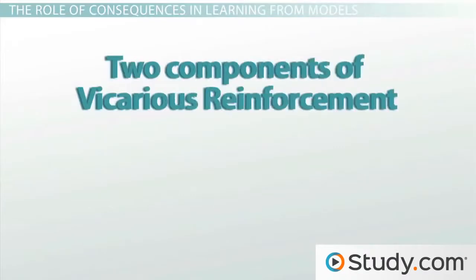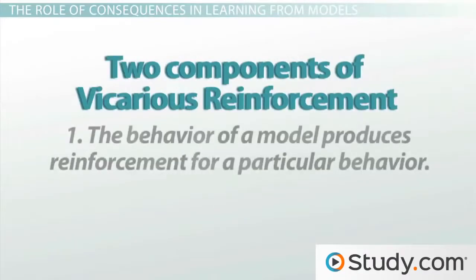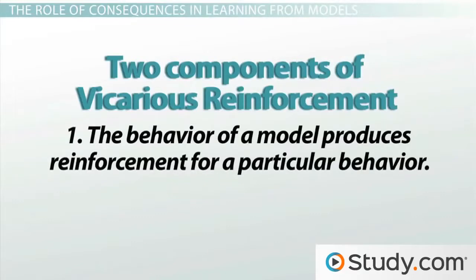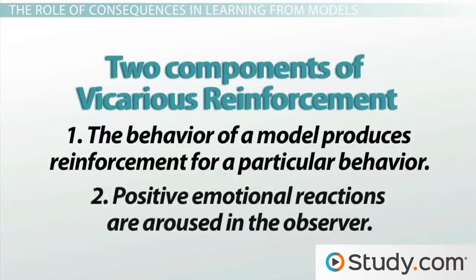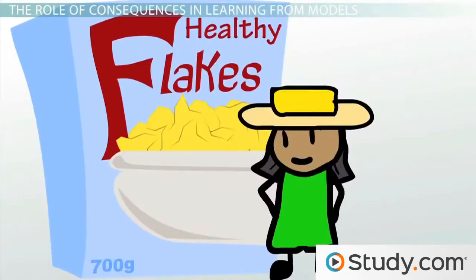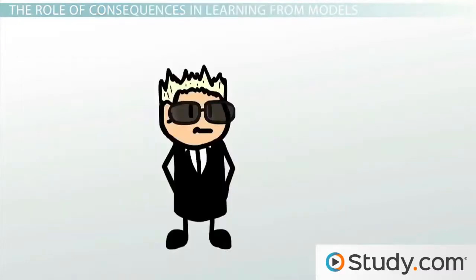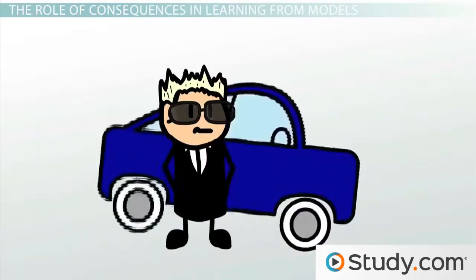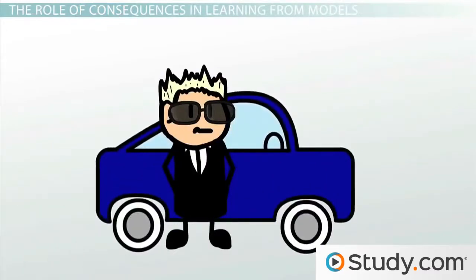The two components of vicarious reinforcement are, first, the behavior of a model produces reinforcement for a particular behavior, and second, positive emotional reactions are aroused in the observer. Television commercials rely on this type of situation. For example, a well-known actress eats a particular low-calorie food and demonstrates her weight loss. Or a handsome actor dressed in a tuxedo demonstrates the features of a luxury car and then joins others expensively dressed entering a large house for a party.